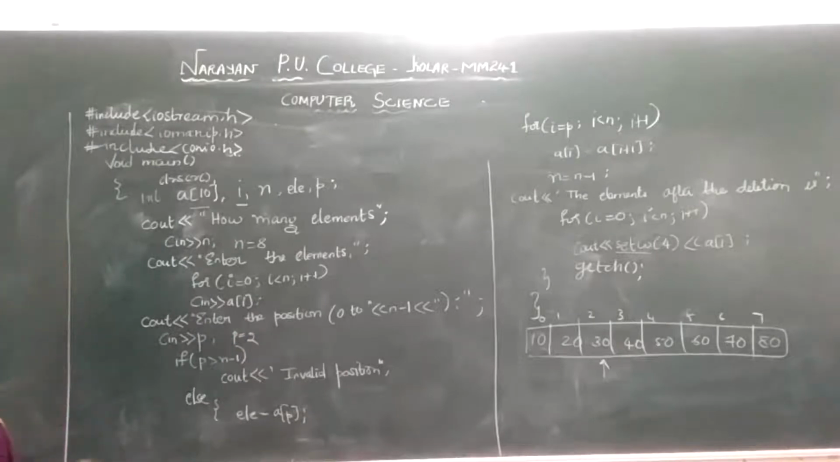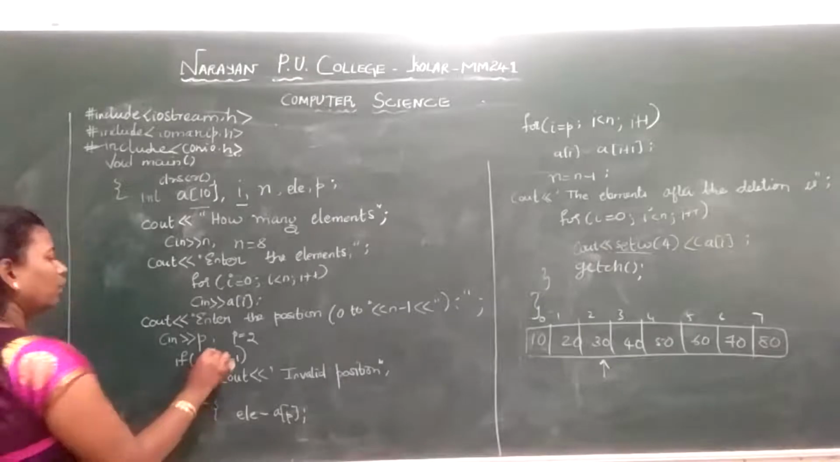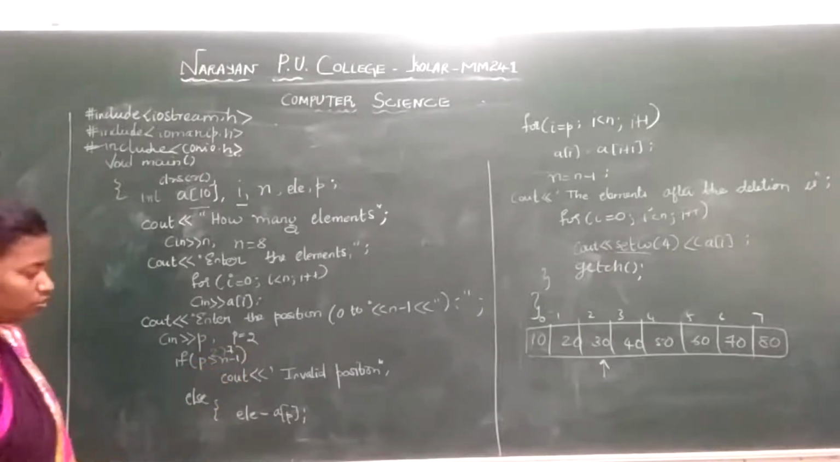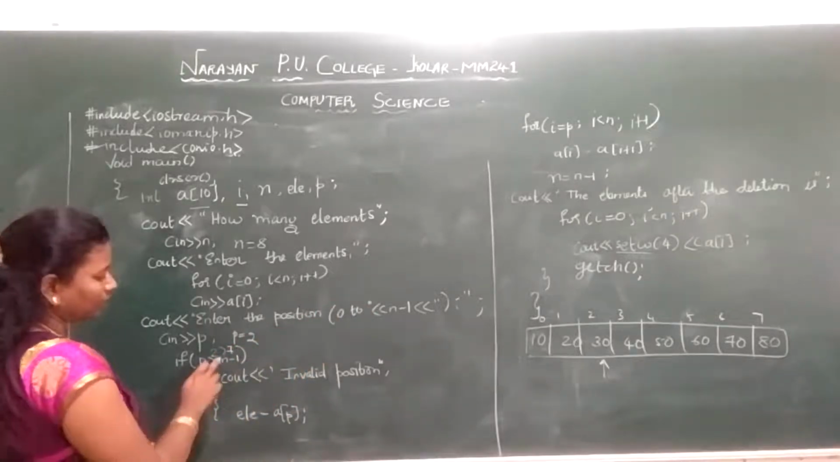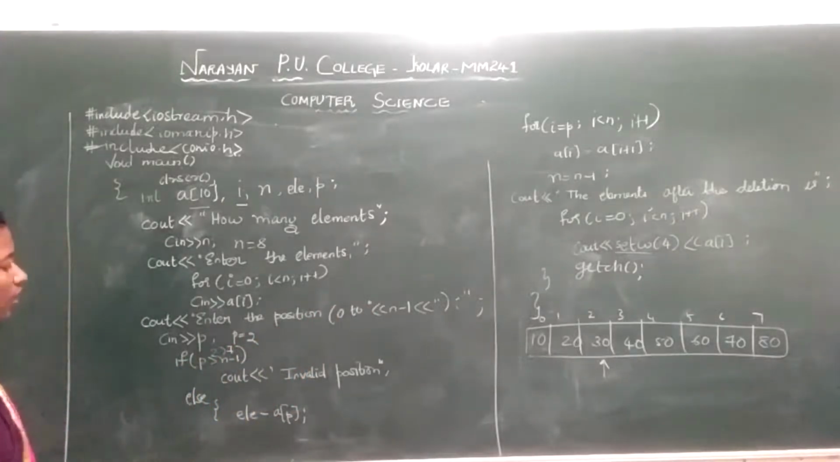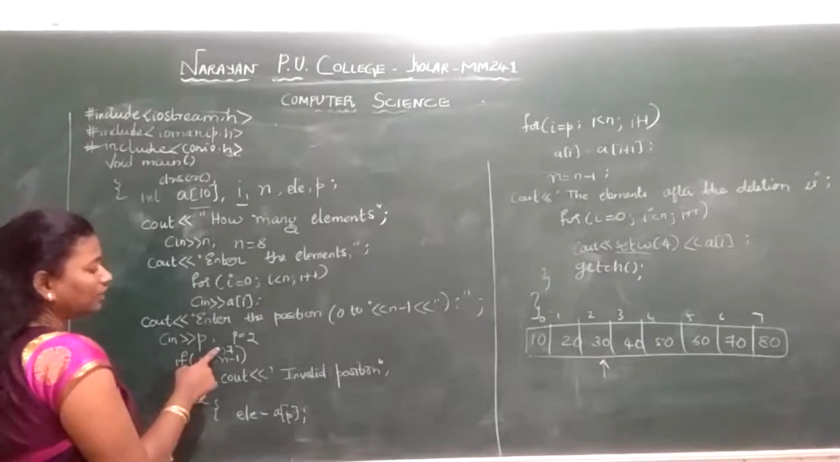Now, is 2 greater than or equal to n minus 1? What is n? 8. 8 minus 1 is 7. Is 2 greater than or equal to 7? If the position goes beyond the array size, imagine if I give the position 8, then 8 is greater than 7.